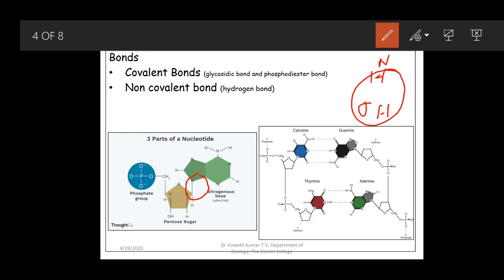So here you are having an ester bond. This is one ester bond here. One ester bond is formed here. We'll see why it is called a phosphodiester. Here you can see only one of the ester bonds. Coming to our main portion, which is phosphodiester.